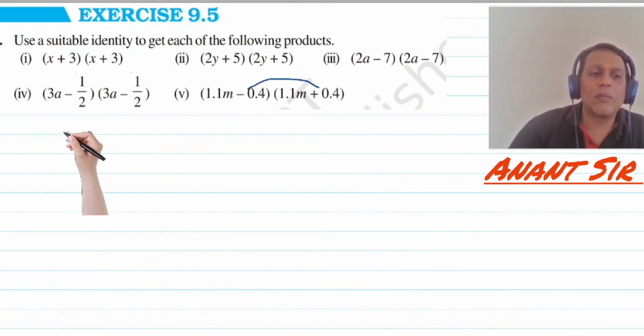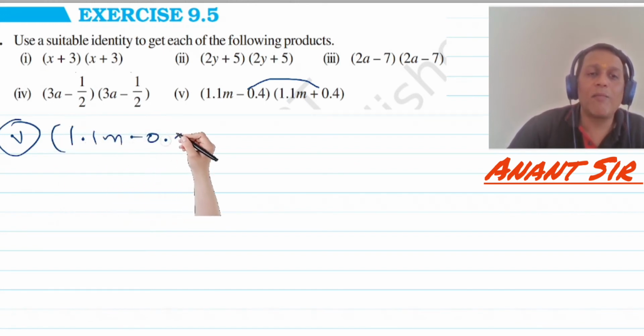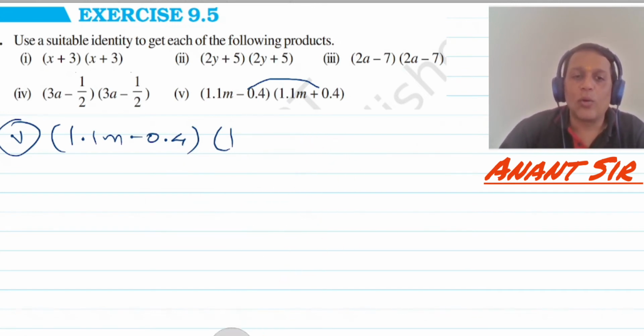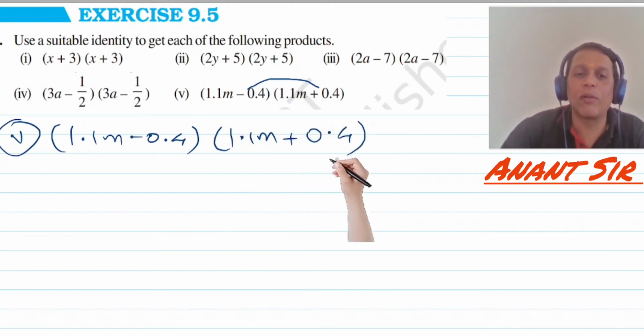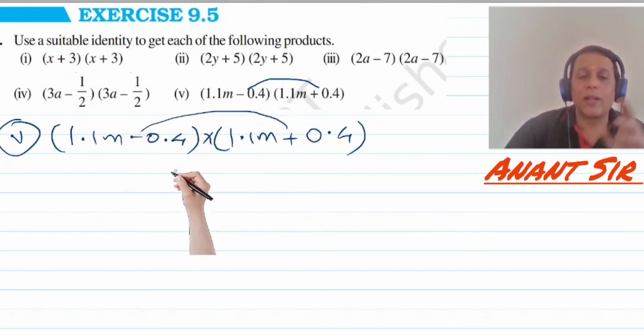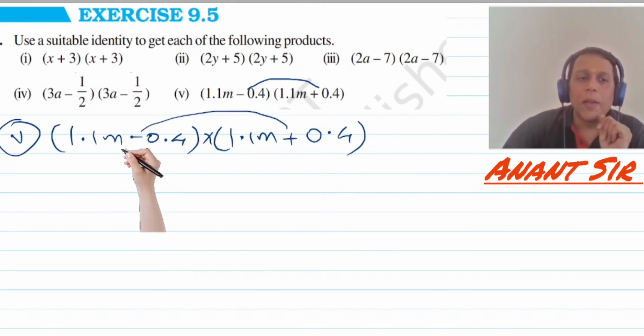Okay, so question number 5 is a different question. 1.1m minus 0.4, 1.1m, oh, where is that one? Yes, let me write it again, 1.1m plus 0.4. Although the terms are same, the difference is in sign, so we cannot write it as a whole square, right? Because the terms are different.